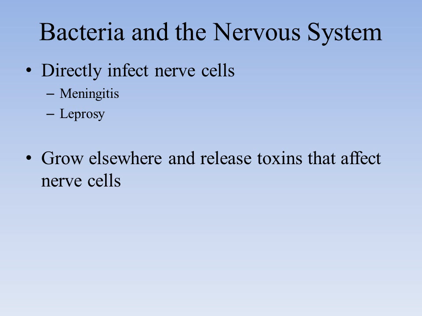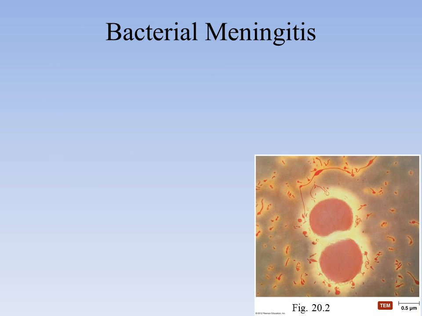Other times, bacteria might actually grow elsewhere, and they'll release toxins that are going to affect the nervous system. So botulism and tetanus are both examples of this. Both these organisms, which are caused by the Clostridium genus, are going to actually grow elsewhere, but they're going to secrete toxins that are neurotoxins that specifically target cells in the nervous system. Either way, the nervous system is affected, so we're going to consider all of these when we talk about diseases of the nervous system.